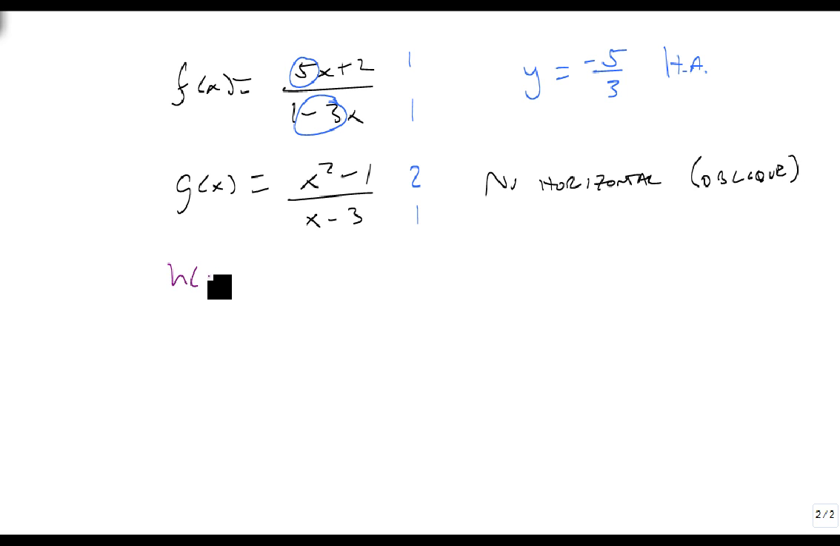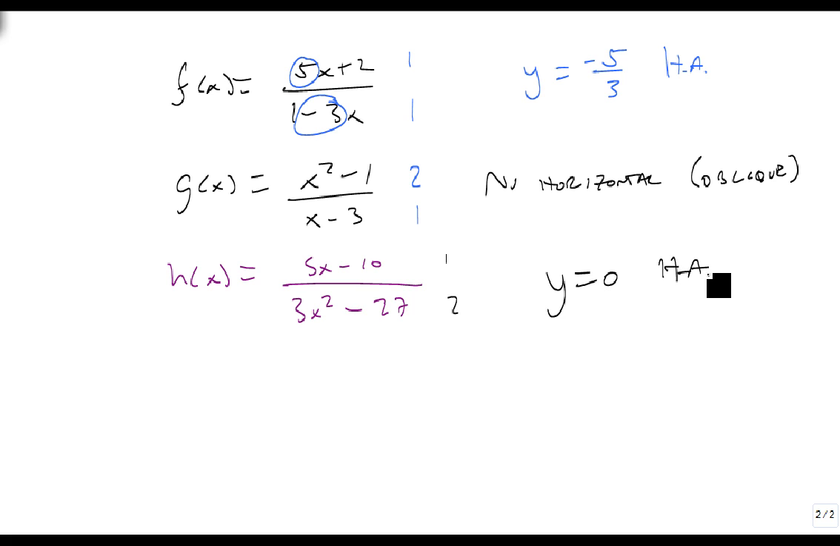And if we had h of x equals 5x minus 10 over 3x squared minus 27, then we'd get a degree 1 over degree 2, so our asymptote would be at y equals 0, and it's a horizontal asymptote. So all you have to do is look at the degrees, and using the degrees determine which type it is.